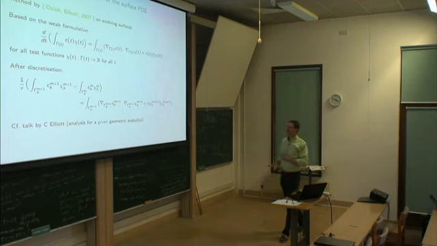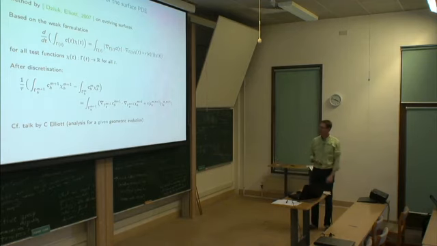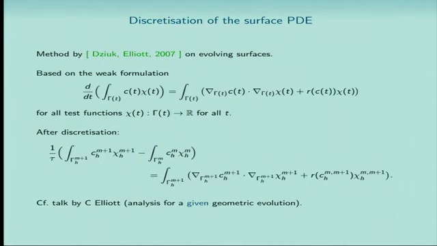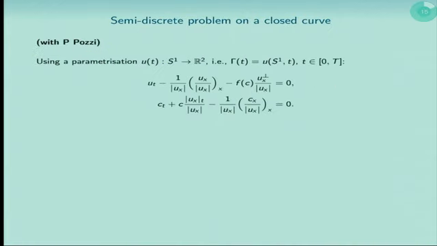Okay. I think Charlie talked about that on Monday, at least to some extent. And at least he mentioned some results on the analysis of this method, in the case that the evolution of the surface is given, one can do that. As I said, in this case, if the surface is unknown but implicitly given by this geometric equation, this is much harder. But we have some result, and this is a recent joint work together with Paola Pozzi.